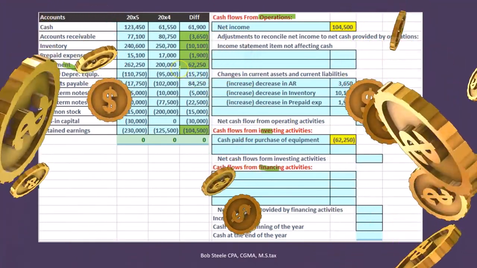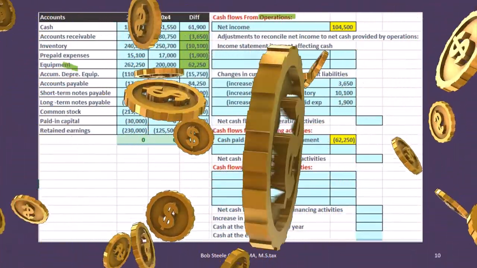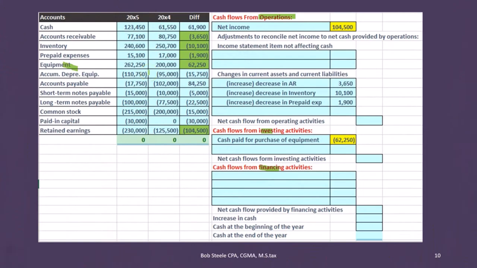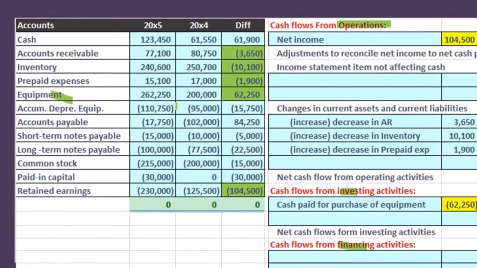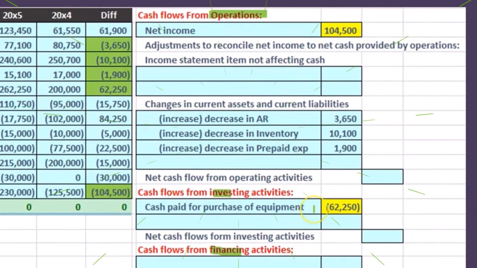We can see that it went from 200 in 2004 up to 110,750. So we're just going to make an assumption for now. I mean, again, I could go look at the GL and see exactly what happened. There's not going to be a lot of activity in an equipment account generally, because we don't make too many purchases of equipment over the year if we look at the T account. But I'm just going to assume overall that we bought equipment. And we're going to say it's cash paid for the purchase of equipment. And notice what I'm assuming is we paid cash for it.